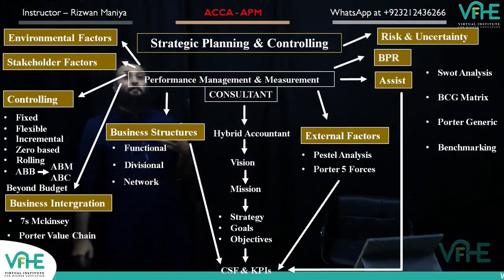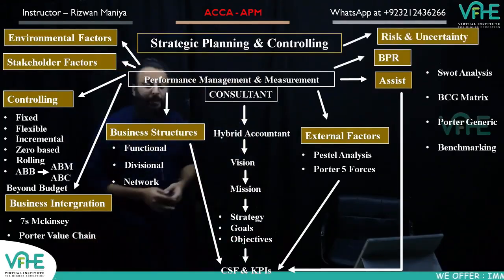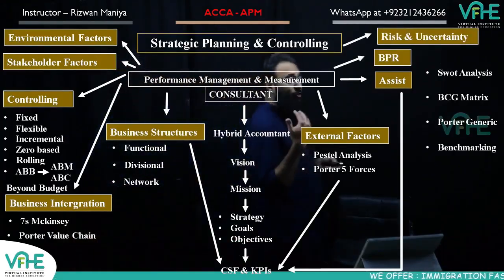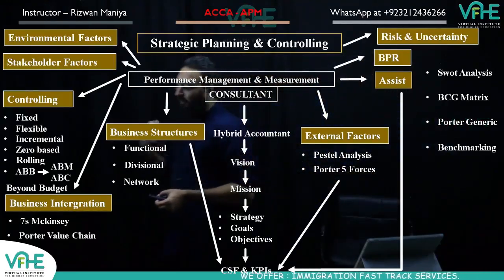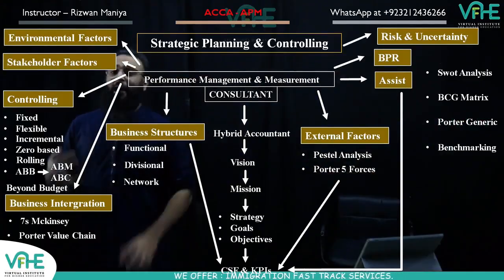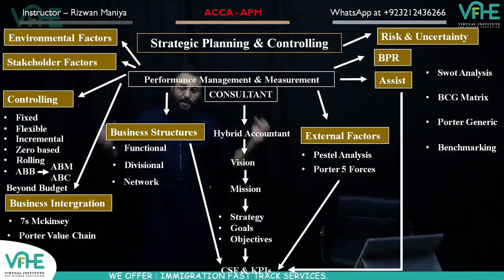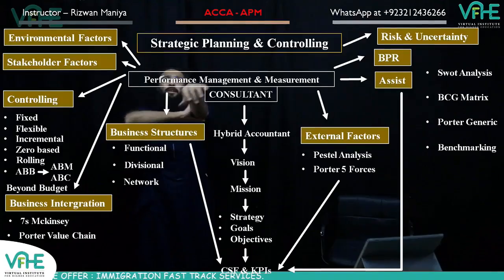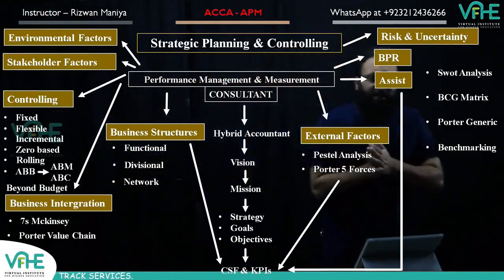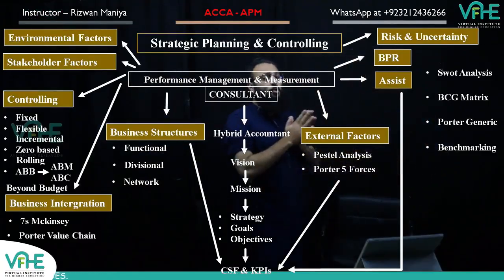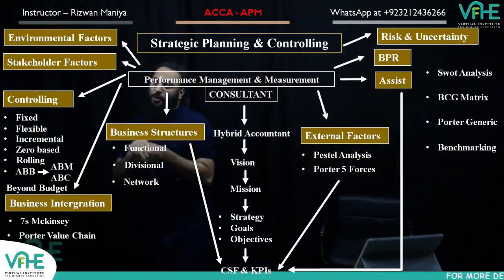So this also has an impact on your performance management and measurement. Then the impact of risk and uncertainty. Definitely at this strategic planning level, it is important to know the risk factors and the uncertainty that the business is facing. So you must know what risk is: a situation in which you are given probabilities. A situation in which you don't have probabilities is known as an uncertain situation.